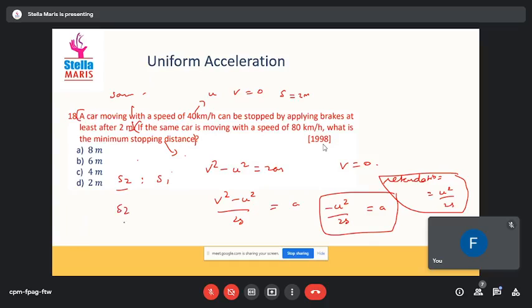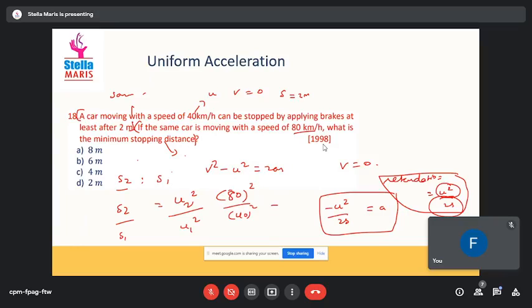When I do that, S2 by S1, I'm taking the u squared only, because we are going to equate the distance. So this becomes u2 squared divided by u1 squared. So what is u2 squared? This is u2, no? 80 squared divided by 40 squared.